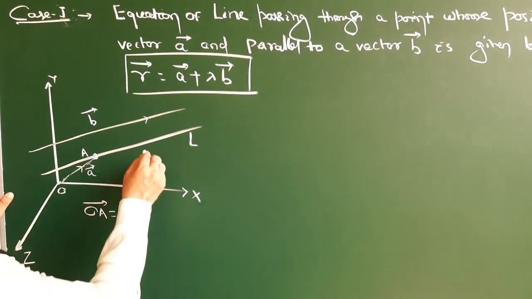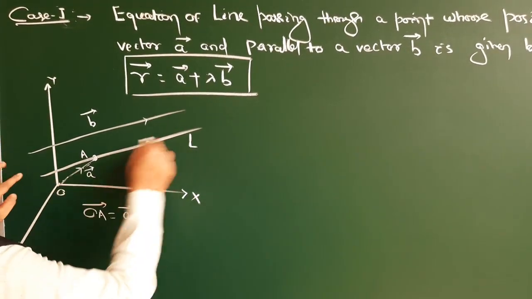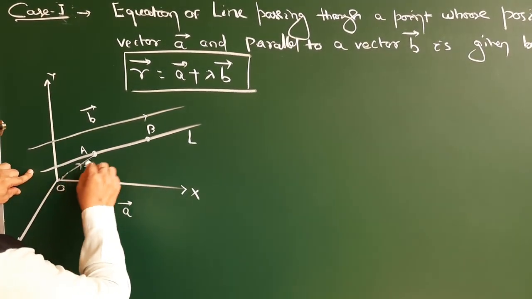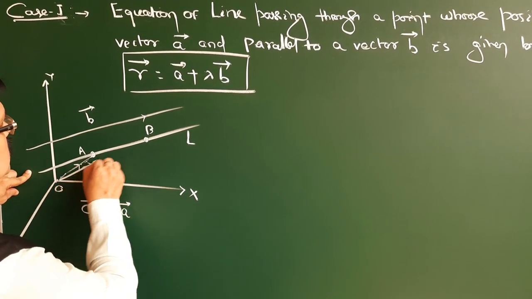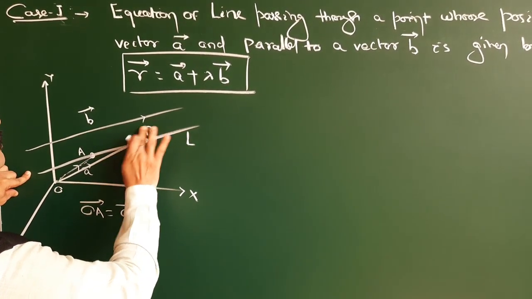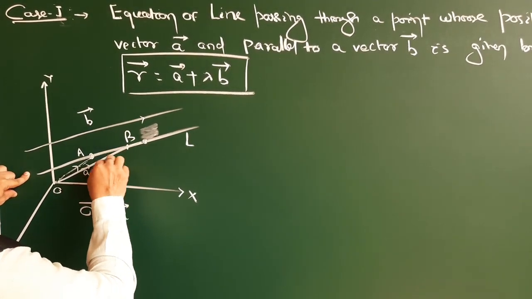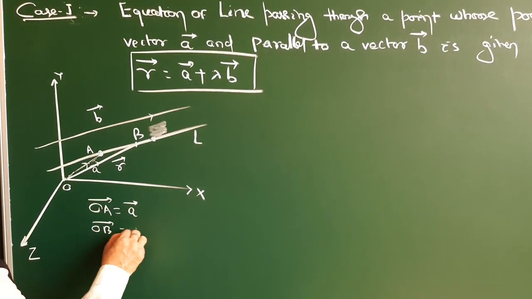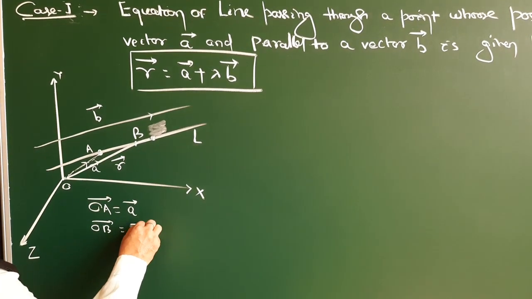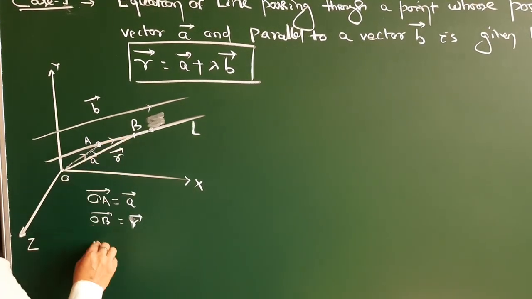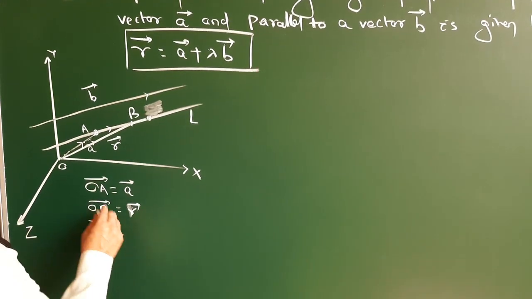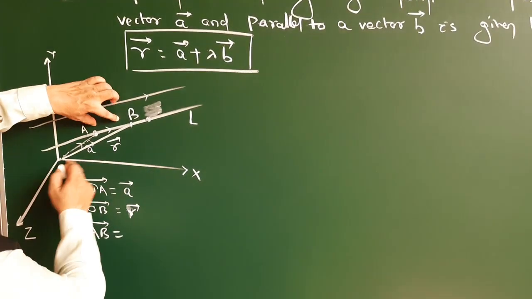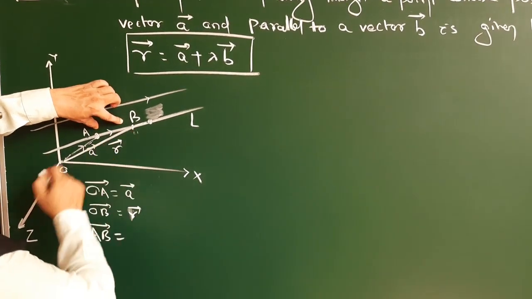To find the equation we have to consider an arbitrary point on that line. Let that point be capital B. The position vector of point B is r vector. So OA vector is a vector, OB vector is r vector, and what is our AB vector? By using the triangle law of vectors, OA plus AB is equal to OB vector. So AB vector is equal to OB vector minus OA vector.